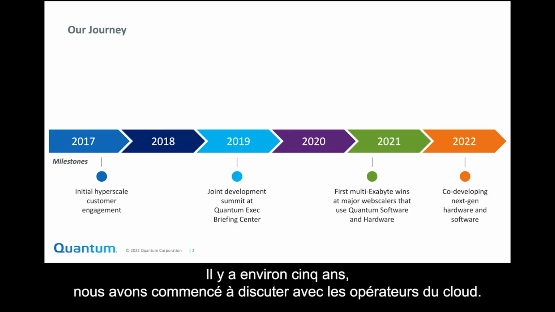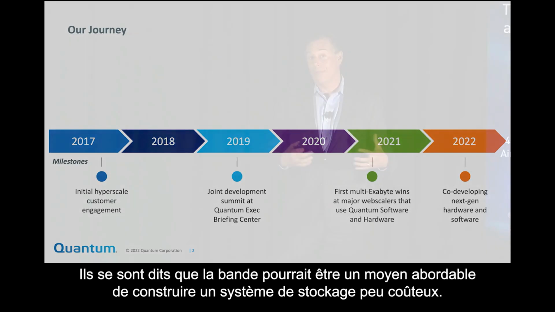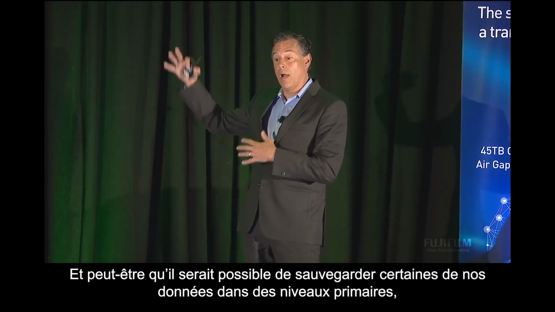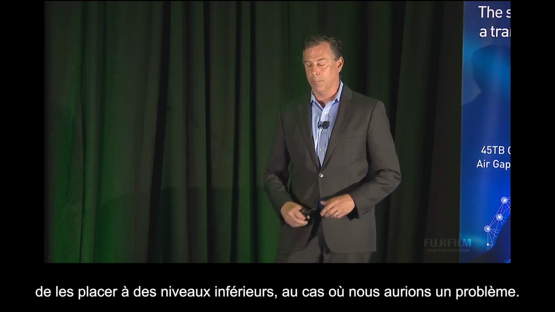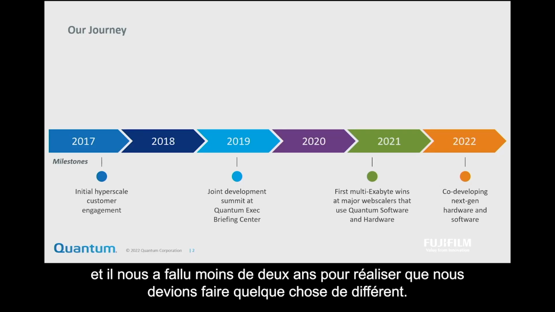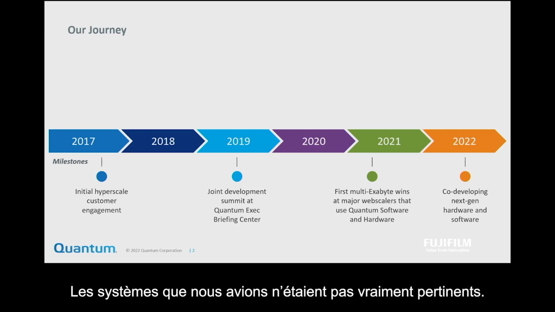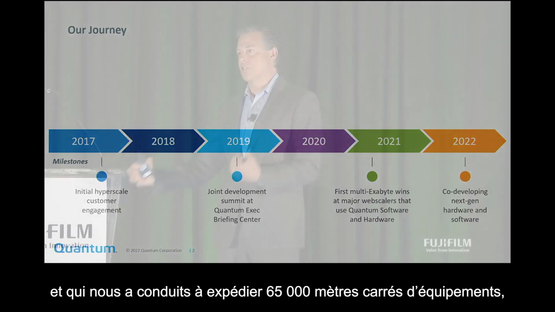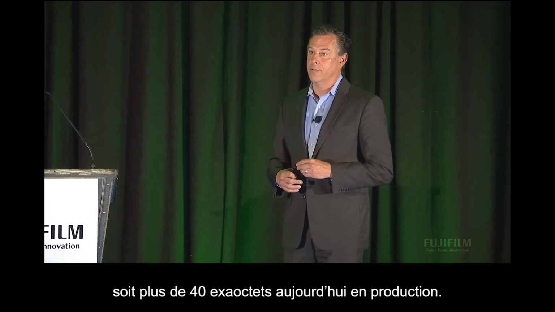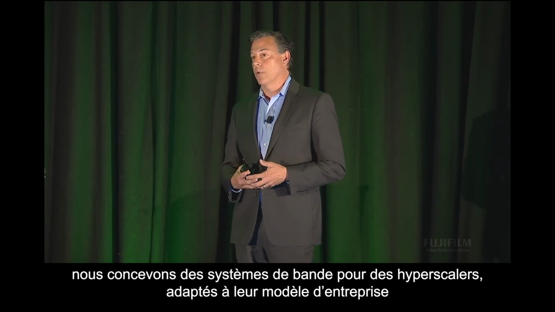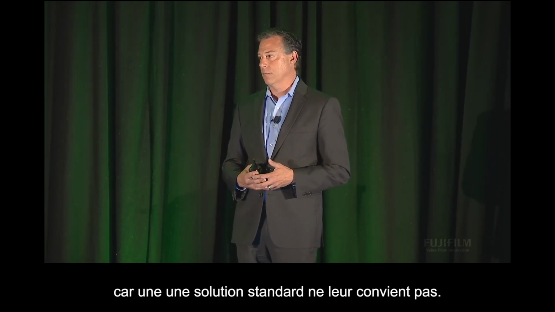About 5 years ago, we started talking to the cloud operators, and they had this idea that maybe tape could be a cheap way to build a cheap storage tier, and maybe we could back up some of our stuff in our primary tiers, place it down those lower tiers, and if we ever have a problem. We started doing some experiments, and it took us less than 2 years to realize that we needed to sit down and do something different. The systems we had just weren't really relevant. And I'll walk you through what we started building that led to this 16 acres of equipment being shipped, over 40 exabytes today, live in production. And now we're basically in a model where we custom design tape systems with the hyperscalers for their business model, because an off-the-shelf box does not work for them.